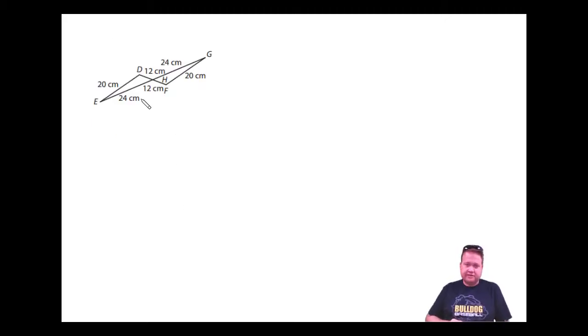Here's a pair of intersecting lines that then create a pair of triangles, and this is a good exercise in corresponding parts. So you can see that we have measurements. For example, we have DH, which is 12 centimeters, that's the little guy there, and looks like FH is also 12 centimeters, and we see a pair of 24s and a pair of 20s. So we can say yes, by SSS, side, side, side, these triangles are congruent.